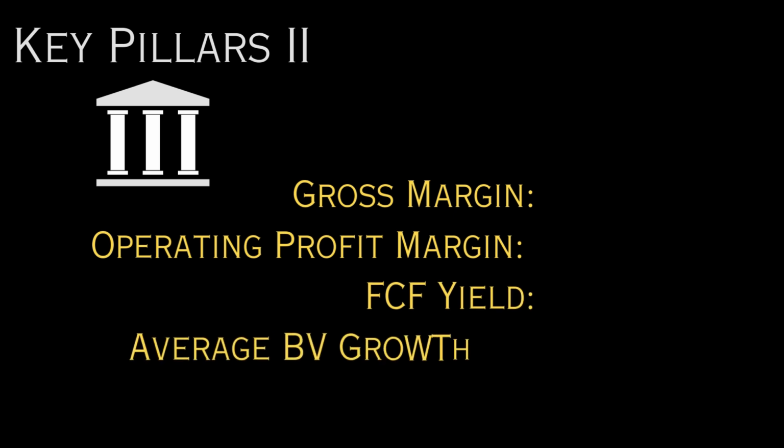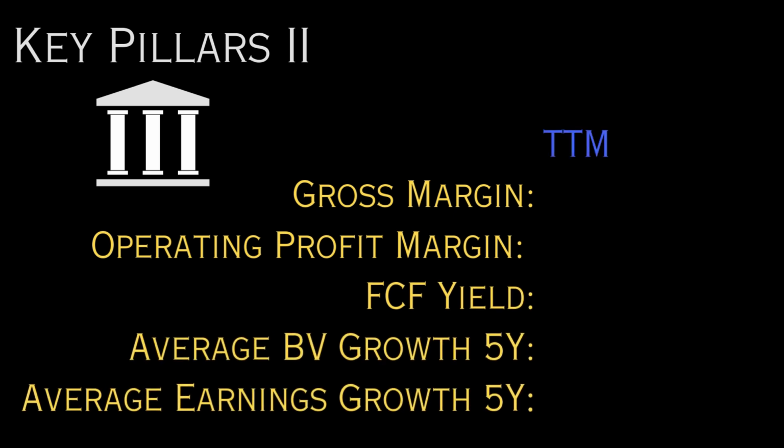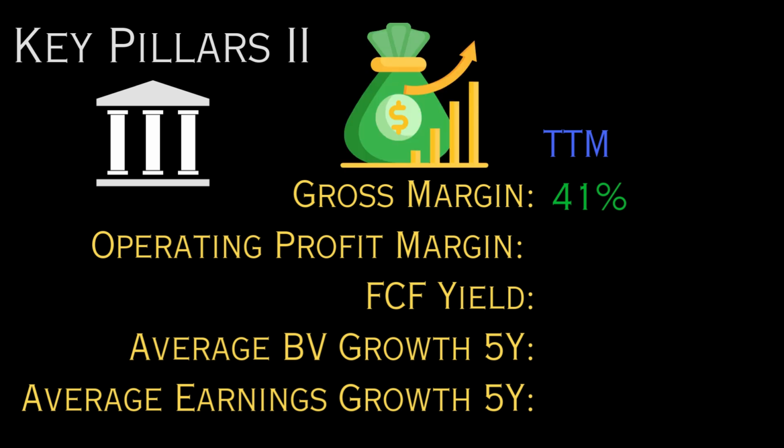Now we will focus on other key pillars which help define an excellent business. So let's look at the gross margin, which is the amount of money a company retains after incurring the direct costs associated with producing the goods it sells and the services it provides. This is currently at 41%, which is good, as we like to see the gross margin at or over 40%.